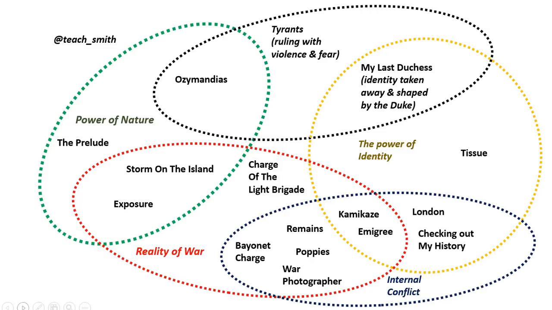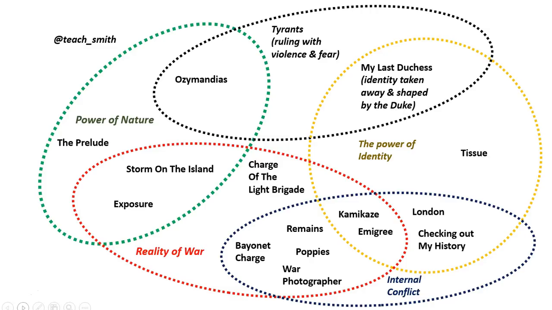Now, we have another overlap to the left of reality of war, between reality of war and the power of nature. Storm on the Island and Exposure both talk about the reality of war. Storm on the Island talks about the Troubles in Belfast and other parts of Northern Ireland, bleeding over into the Republic of Ireland, and Exposure talks about how winter is the real enemy there, not the Germans, because it concerns Wilfred Owen, who is trying to expose the lies of the propaganda.